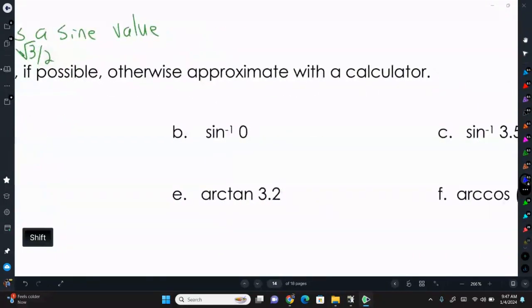Letter B, the inverse sine of 0. So on the unit circle, when is sine equal to 0? Well, sine is equal to 0 at 0 on the unit circle.